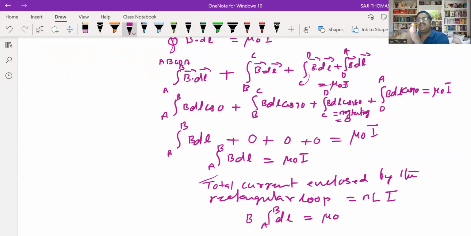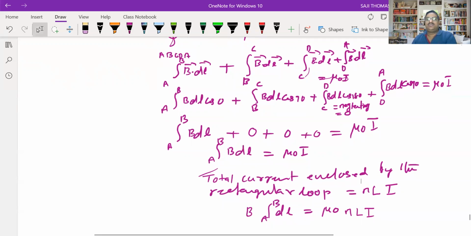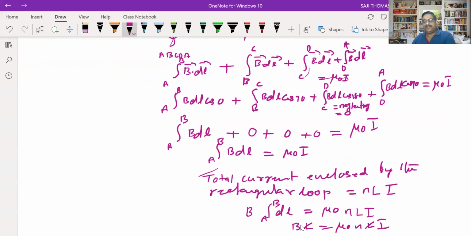So that AB length gives NL into I current. Okay, current through one turn is I. So current through NL turns is NL into I. So we can write the equation mu 0 N L I. And integral A to B dl is L only, the length of the solenoid. So we can write B L equals mu 0 N L I. You can cancel this L.